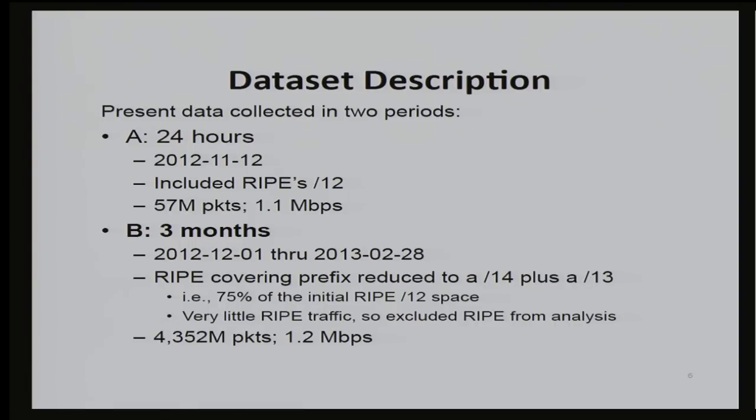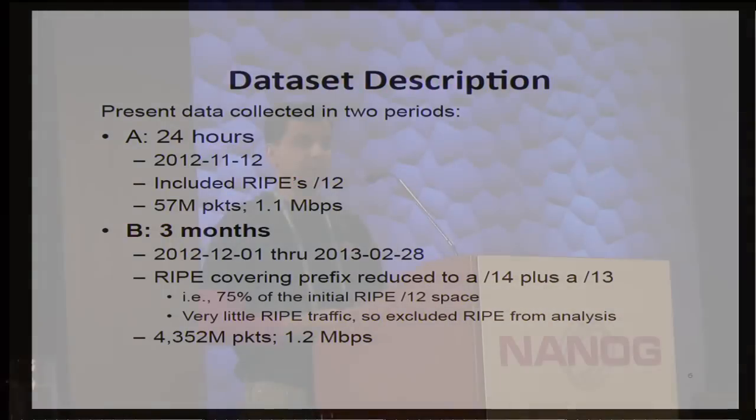So we ended up with two data sets. One is a 24-hour data set. It's just one day of darknets. It's all 5 /12s. And then the next data set that I'll be talking about in detail is a 3-month data set. In this case, what's happened is we've reduced the RIPE /12 into two chunks, the /14 and the /13, and I'll talk a little bit about the reasons for doing that. And we'll talk about the analysis of those two different data sets.